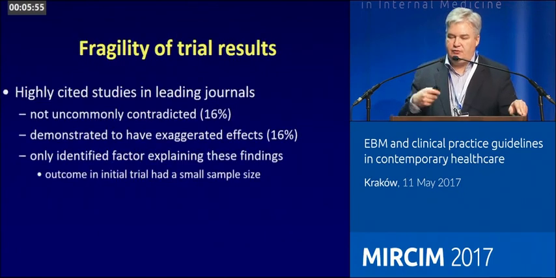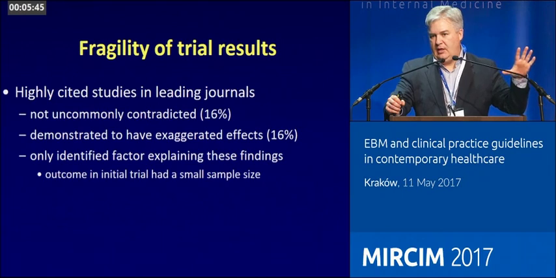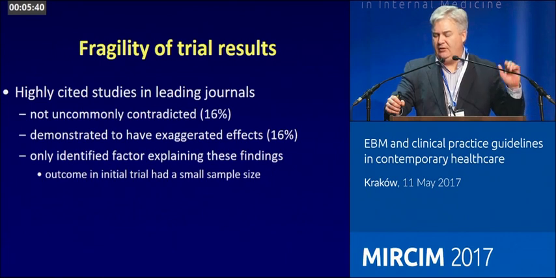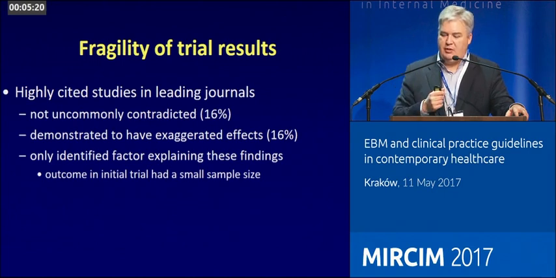So, the fragility of trial results: highly cited studies in leading medical journals. This is a study that was published in JAMA. They took leading publications with highly significant results in the New England Journal of Medicine, Lancet, JAMA, and I think the Annals of Internal Medicine. When they followed those interventions over time, 16% of the time, the results of that highly influential and highly referenced trial were subsequently contradicted. And another 16% of the time, the treatment effect was shown to be substantially exaggerated. It wasn't as big a treatment effect as people thought.